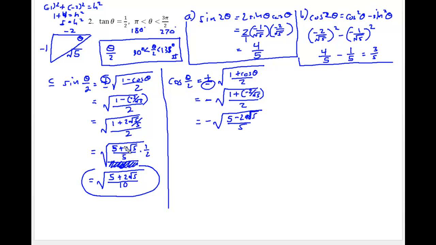Again, taking me to this step down here. And I'm going to multiply by 1/2. Again, taking me down to this step here. And this gives me negative 5 minus 2 square root of 5 over 10.